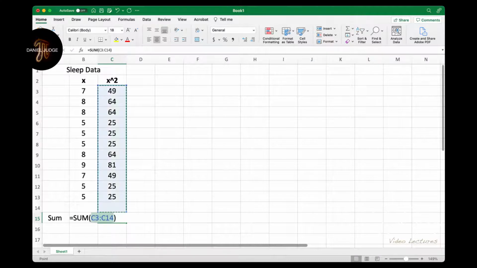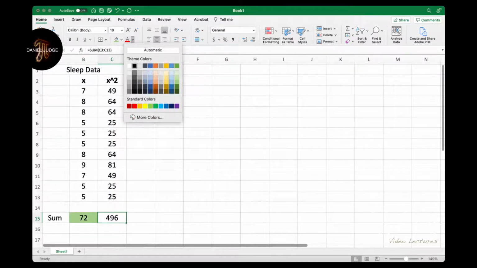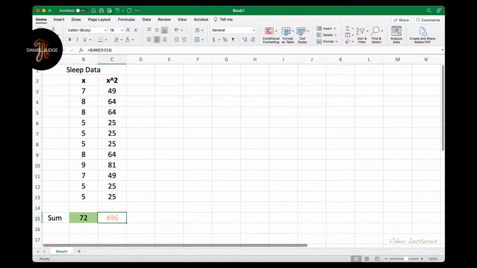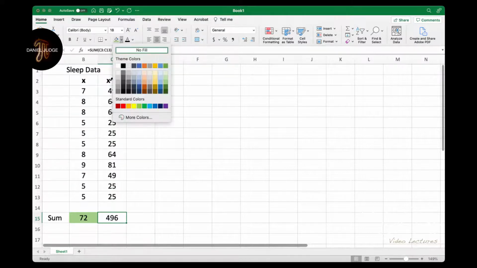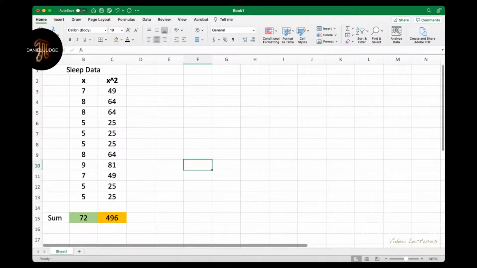So now we can add to get this sum. And sure enough, we did get 496. So remember, this was the green value. This was the sum, and I'll paint it green. And then this was the orange value. Oops. Wrong one. Let's find orange. Oh, maybe there's orange. There it is. And ladies and gentlemen, this is what we're looking for.